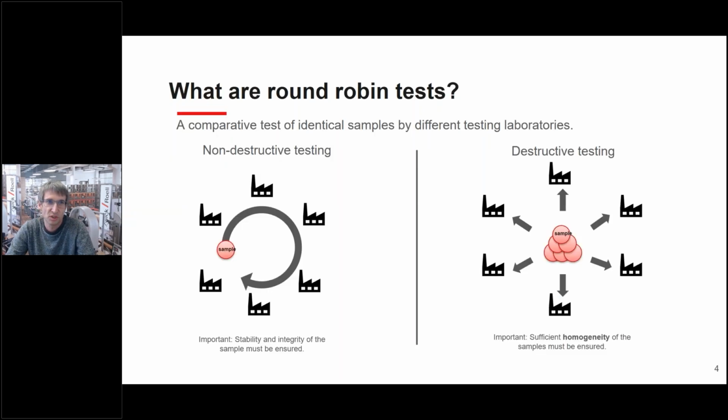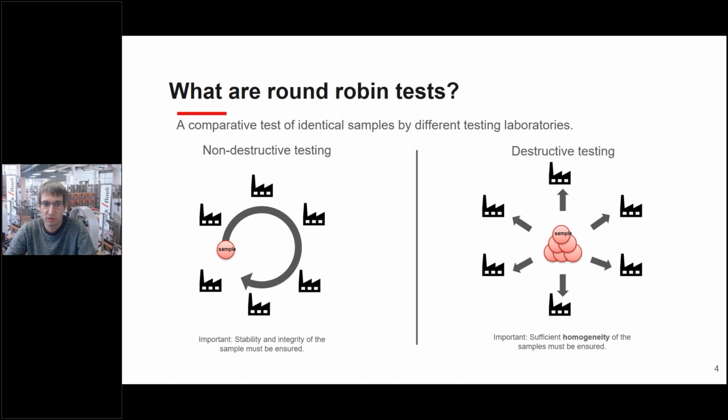First, I want to give you a short introduction about what round-robin tests are and why they are so interesting. The name has its origin from round-robin in non-destructive testing, where you have one sample which is rotating through different laboratories, machines, plants, whatever, and everybody is doing the same test on the same sample. And finally, the results are compared.